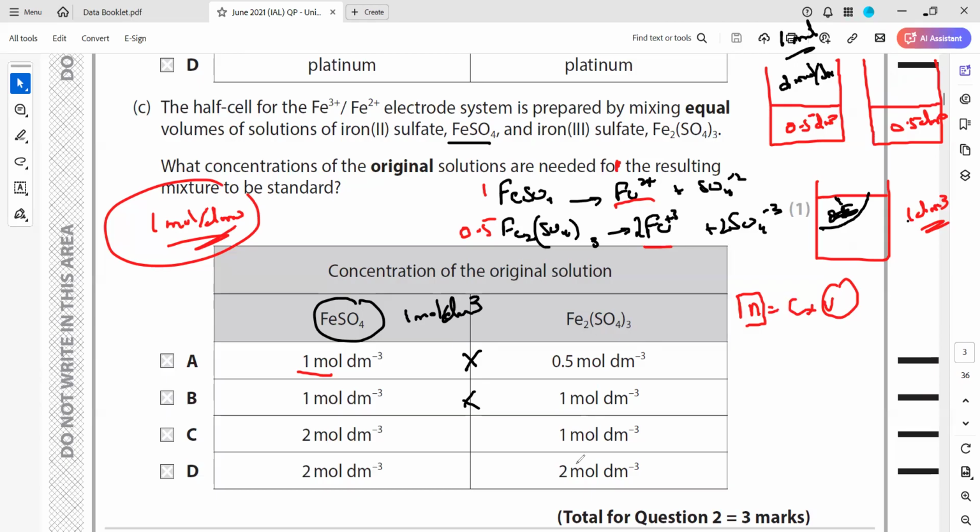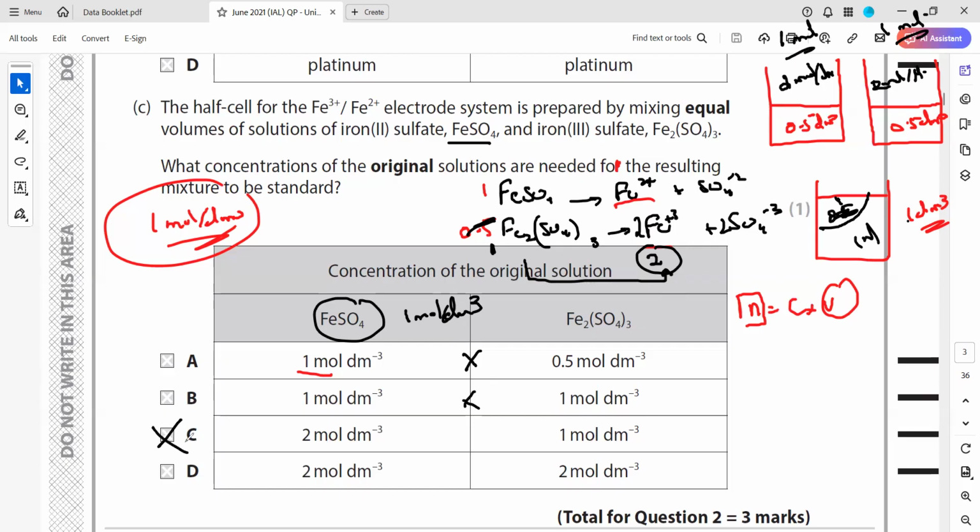And if I have iron 3 sulfate and I use 1 mole here, at concentration 1 mole per dm cube, the concentration of iron 3 will become 2 mole per dm cube. Why 2 mole per dm cube? Because 1 mole of iron 3 sulfate gives 2 moles of iron 3. So the overall number of moles, how many will I get? I will get 1 mole. And 1 mole divided by 1 dm cube, again I'll get the same concentration.